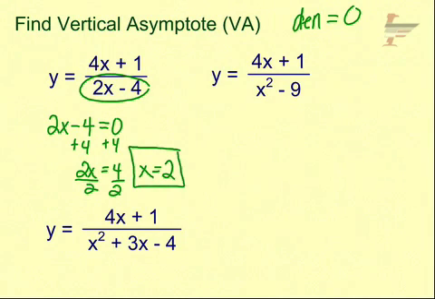Now remember, a vertical asymptote is a vertical line, so we want to use the correct notation. When I leave my answer like x equals 2, I am showing that that's an equation for a vertical line.